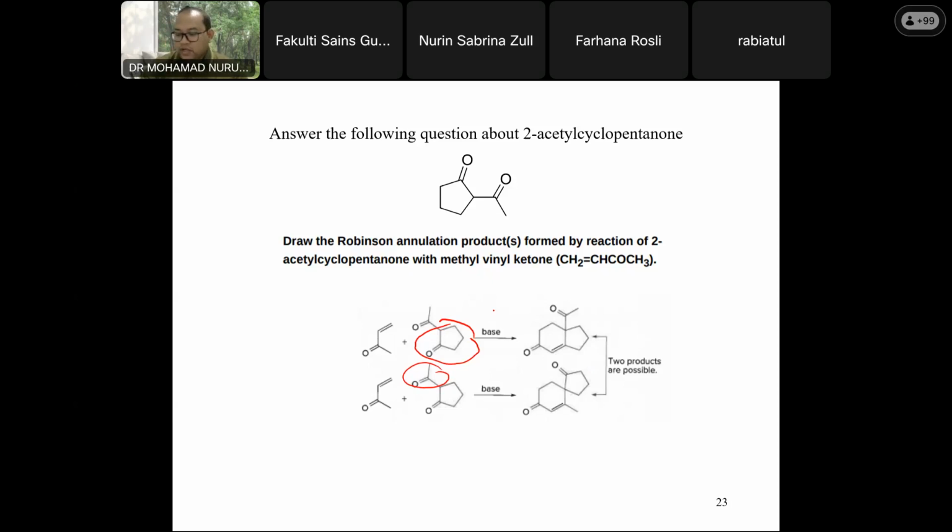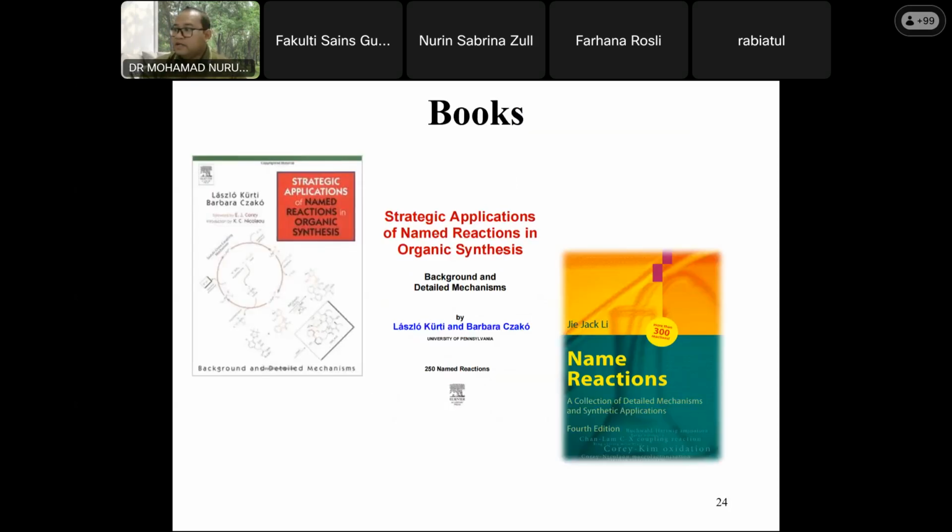Okay, so for more info about this kind of reaction, anybody who is interested to study organic synthesis, these two books are very good books. This book I got from UM during my study in UM. It's a very thick book. Anybody who needs a soft copy, I can give it to you. And also G. Jack Li is a very good book. So if you have time, I have the copy. If you want, just let me know. I can give you the copy of that.